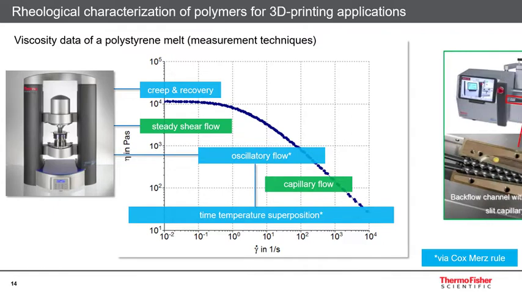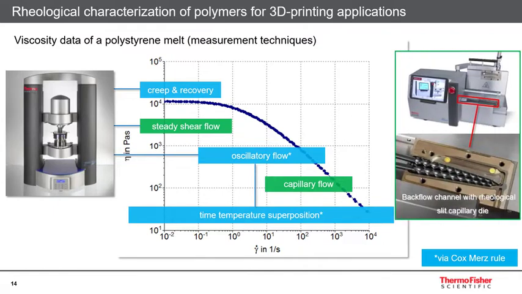However, for most thermoplastic polymers, the widest shear rate range can usually be covered when performing multiple oscillatory frequency sweep tests at different temperatures and utilizing the time-temperature superposition principle, as well as the application of the so-called Cox-Merz rule. This is also how the plot that is shown on this slide was obtained. We'll see more details about this technique later in this presentation.